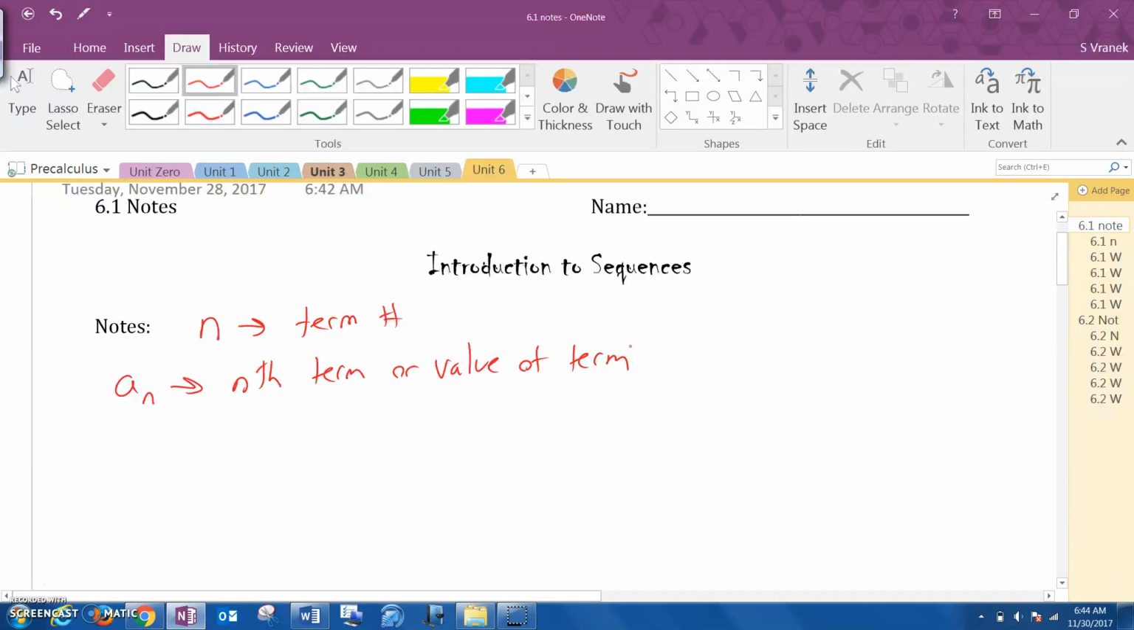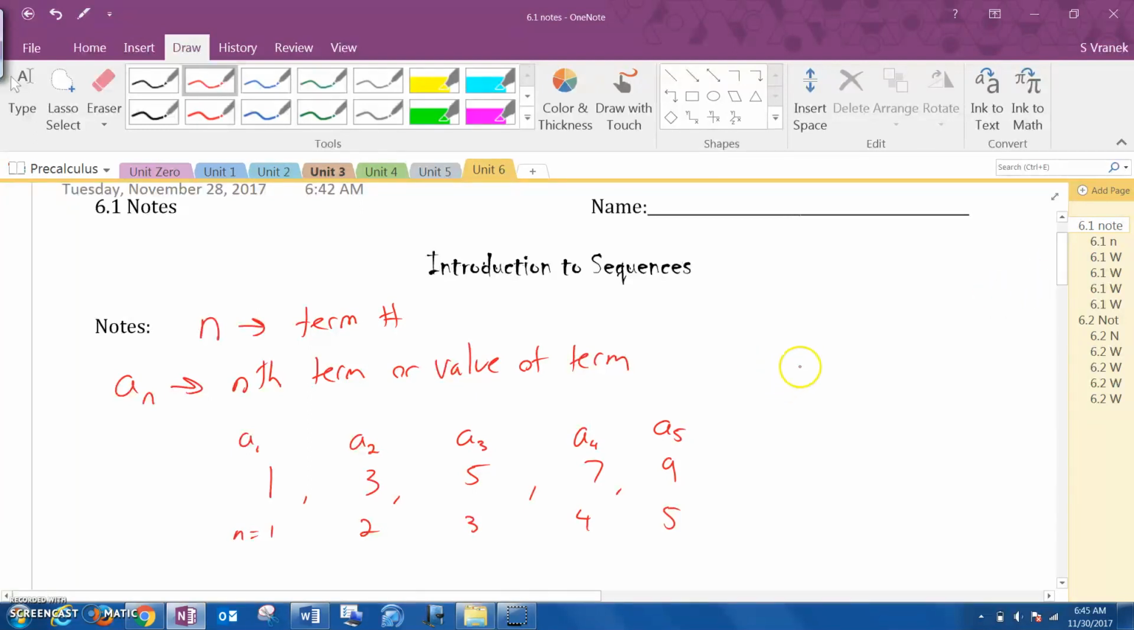So if I said what is the value of the 5th term, then you would tell me it's blank, and that would be A sub 5. So if I list a set of numbers, you would say that N equals 1, 2, 3, 4, 5, the number of terms. And then we would call this A sub 1, A sub 2, A sub 3, A sub 4, and A sub 5. So I would say that, for example, the 5th term, when N is 5, A sub 5 is 9, or the value of that term is 9. Okay? So the A sub is the value of the term, N is just the term number.